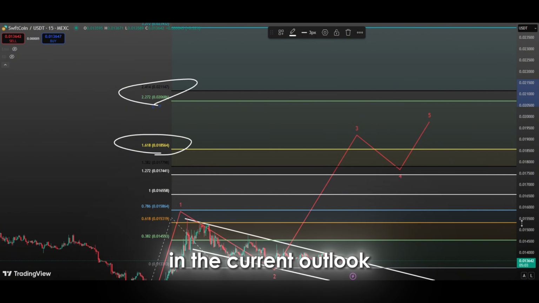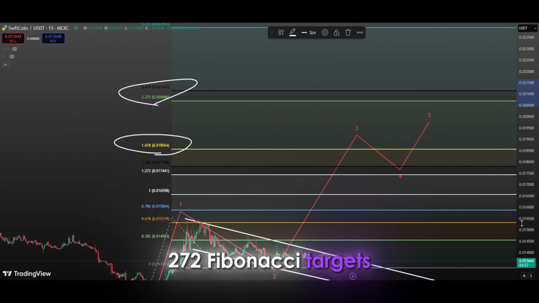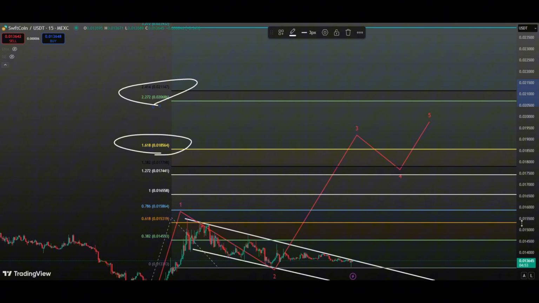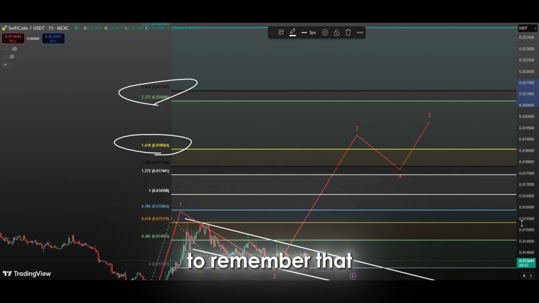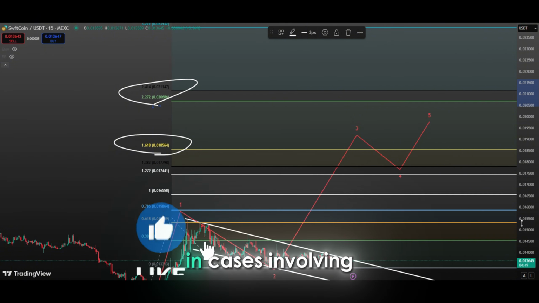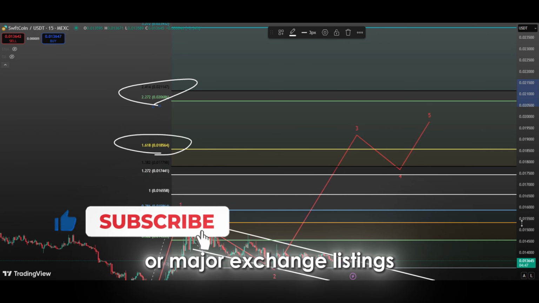In the current outlook, price action and technical indicators suggest that such a strong move may be imminent. The price reaching the 1.618 and 2.272 Fibonacci targets is not only technically possible, but also historically consistent with the behavior of Elliott waves. That said, it's also important to remember that third waves can sometimes extend much further, especially in cases involving macroeconomic developments, positive news flow, or major exchange listings.